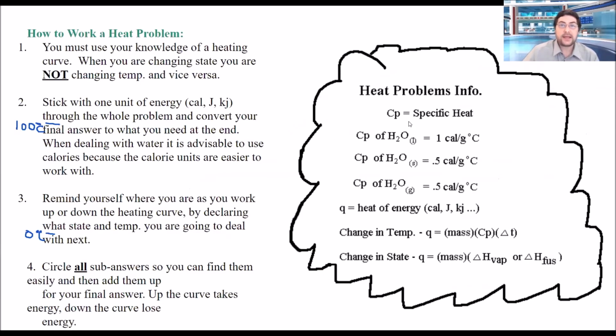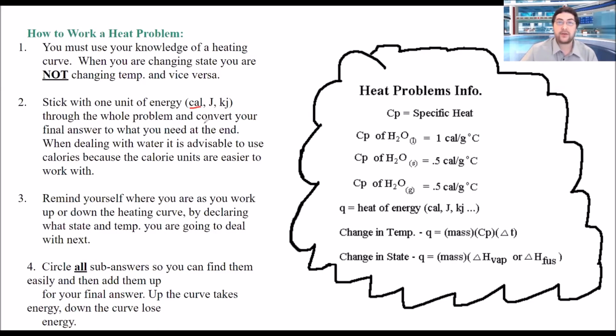So let's say that we want to work a problem, all right? It's called a heat problem. First thing we need to know is what the heat curve looks like. So we'll have to be able to sketch a heat curve for a different sample, whatever it happens to be. We should stick with 1 unit of energy the entire time. So either calories or joules or kilojoules, kilocalories, whatever.